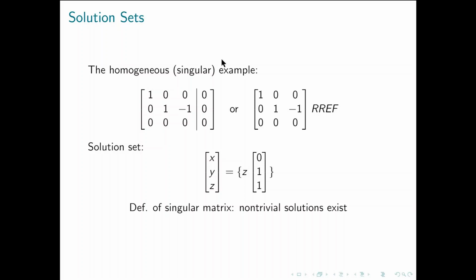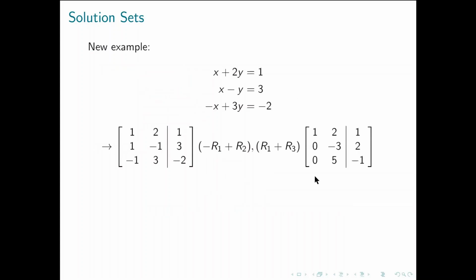So that's important. Whenever you have a homogeneous system, non-singular or singular, the trivial solution, the 0 vector, is always one of the solutions, but non-trivial solutions also exist. That's the definition of a singular matrix: a matrix of coefficients for a homogeneous system, which is square, where non-trivial solutions exist. If z is 0, then this is the 0 vector, the trivial solution, but if z is 1, then we have a new non-trivial solution. Okay, so now I'm going to introduce a new example.